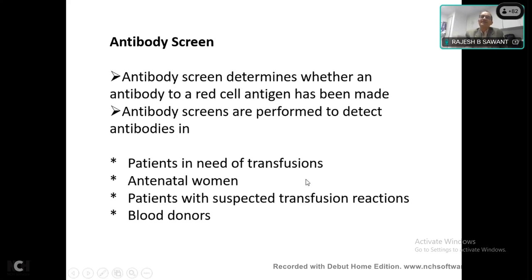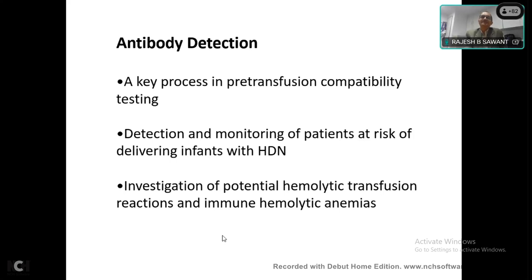Now, in which cases do you need to do antibody screening? Any patient who needs transfusion. So with the cross matching, you need to also perform a screening. So we call it type and screen. Antenatal women, also you need to perform antibody screening, and patients with suspected transfusion reactions, and also in your blood donor samples you need to perform antibody screening, right?